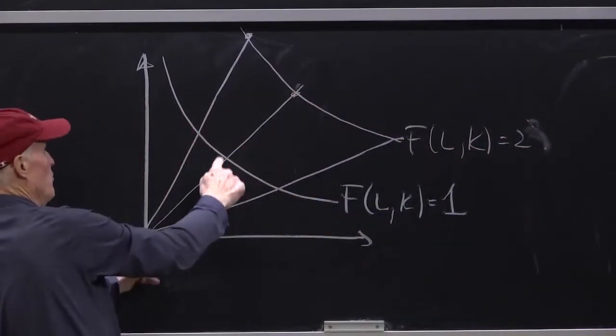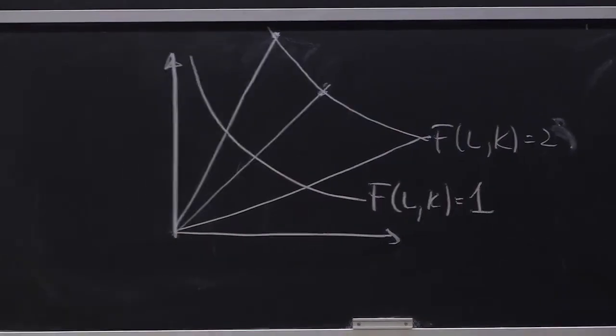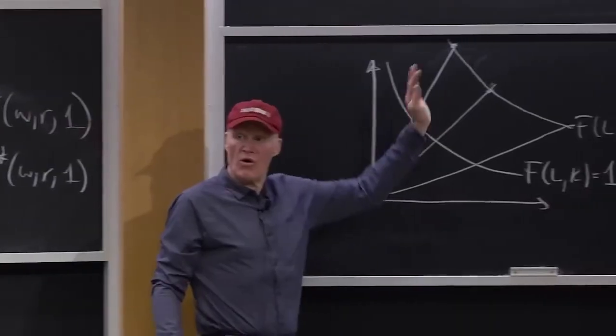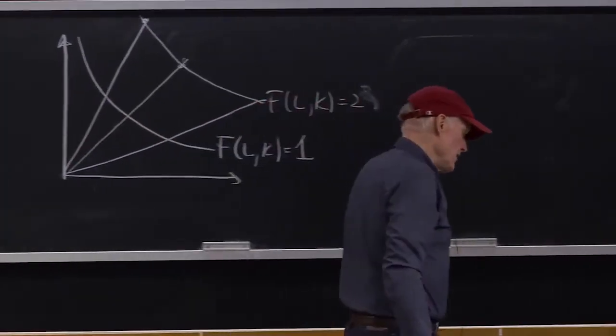If I've just doubled the distance at each point, I'm not sure I drew that exactly right, but if I doubled each of those distances, I would get the 2 unit isoquant, right? All the isoquants are just radial blow-ups of one another. Effectively, once I know the unit isoquant, I know all the isoquants, once I have constant returns to scale. Okay?